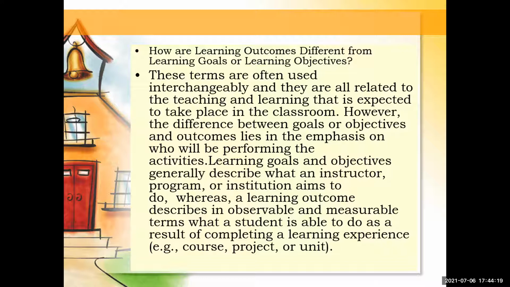Learning goals and objectives generally describe what an instructor, program, or institution aims to do, whereas a learning outcome describes in observable and measurable terms what a student is able to do as a result of completing a learning experience. For example, course, project, or unit.